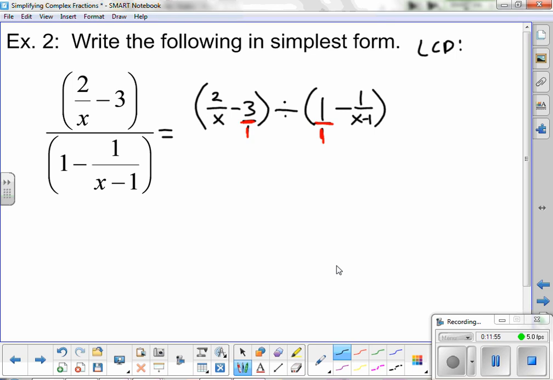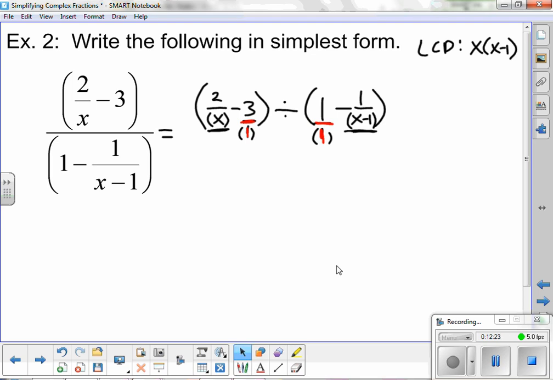Our denominators: x can't be factored, 1 obviously can't be factored, and x minus 1 cannot be factored either. These examples don't have any factoring involved, which isn't too helpful, but if you get ones that factor, then factor them out. Ones don't count because 1 times anything is the same thing again. So your LCD is an x and an x minus 1.